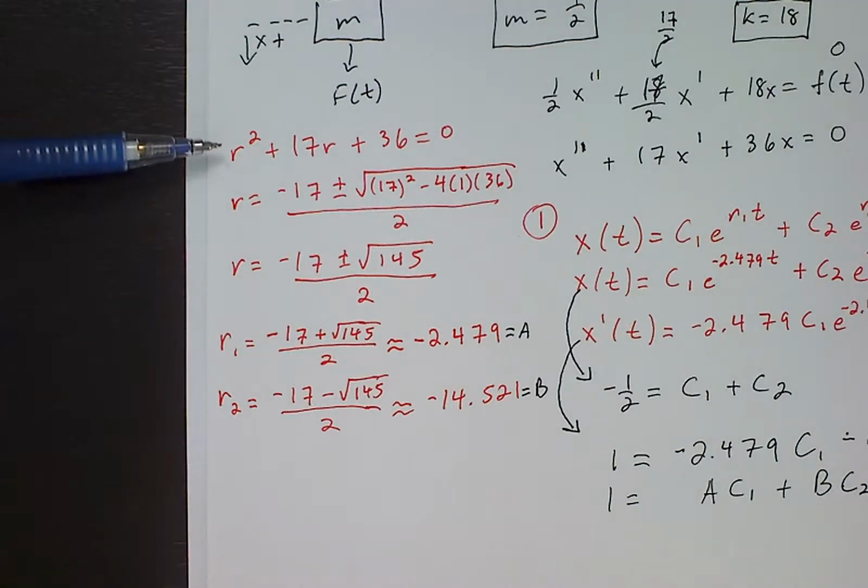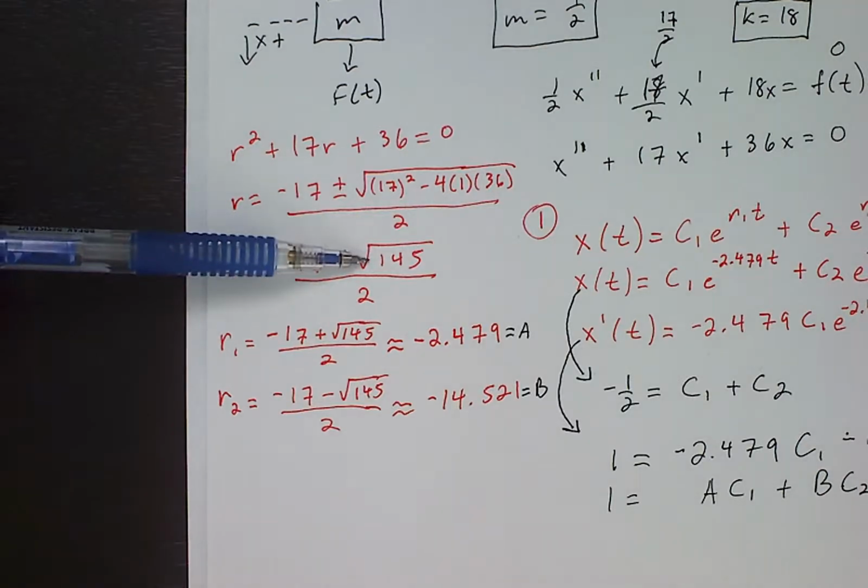So when r squared plus 17r plus 36, you solve that, you do get positive 145. Since it's positive 145, that's case 1.